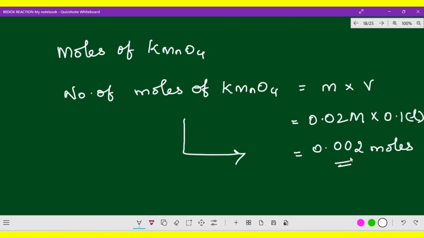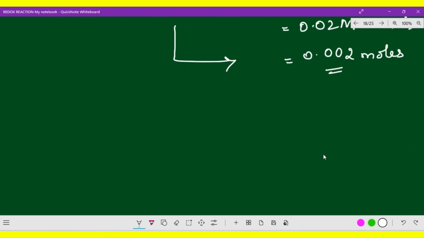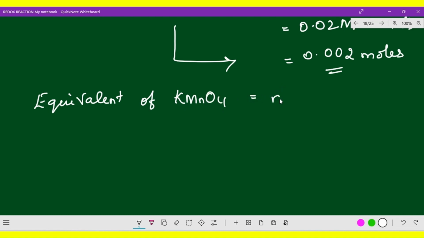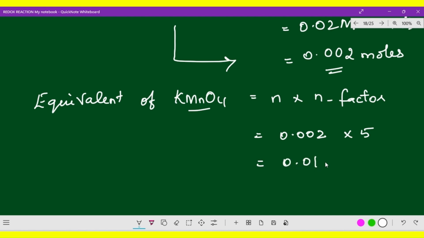Okay. Now let us identify the equivalents of KMnO4. So equivalents of KMnO4 is equal to number of moles into n factor. Generally, equivalents of so and so would be normality into volume of solution, N into V only. But here they are asking the moles ratio. So here we have to identify number of moles into n factor, the number of electrons changed. So moles here, 0.002 into n factor of KMnO4, which is 5. When you calculate these, you will get 0.01 equivalent.